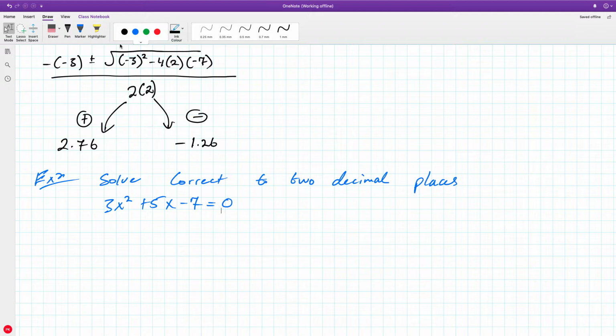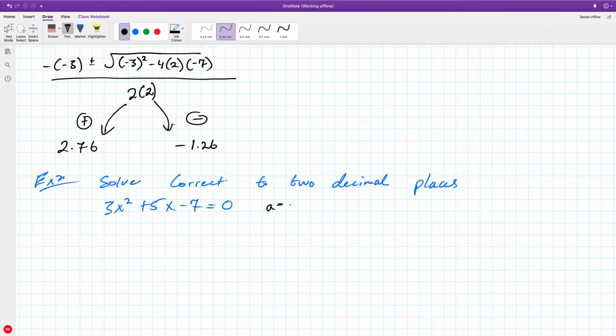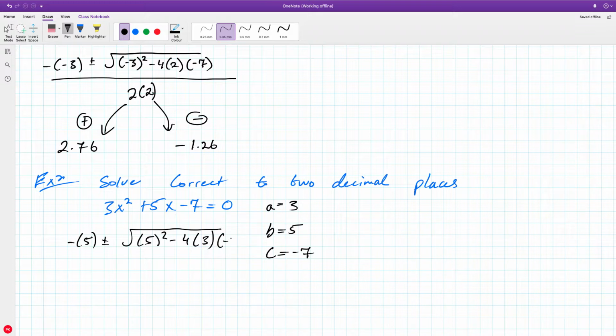Right, guys, let's have a little look at it. So, A is equal to 3, B is equal to 5, and C is equal to minus 7. So that's minus B, so that's minus 5, plus or minus the square root of B squared, which is 5 squared, minus 4 times A, which is 4 times 3, times C, which is minus 7, all over 2 times 3. Be happy with that?